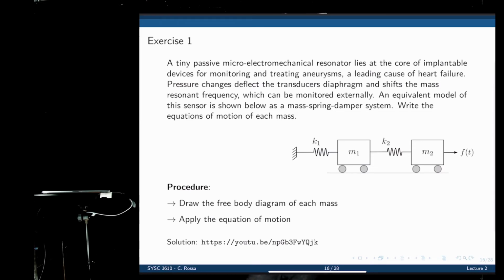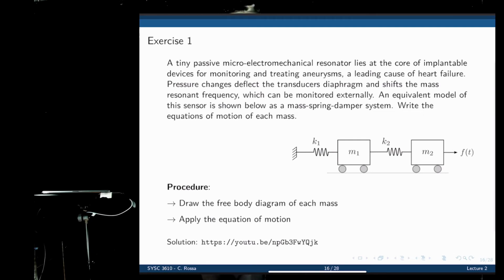An equivalent model of this sensor is shown below as a mass spring damper system. Write the equations of motion for each mass. So here we have two masses. They are connected through two springs. The input to that is a force F of t. And the output, we're going to define as being the displacement of each mass. So now we are interested in the equations of motion for each mass.